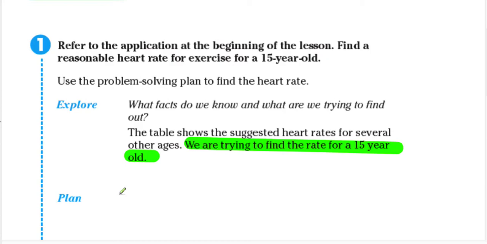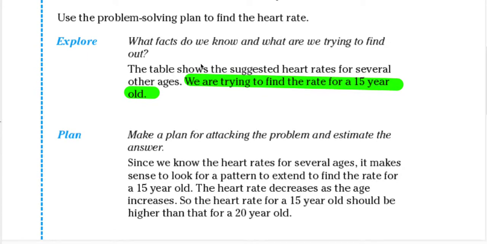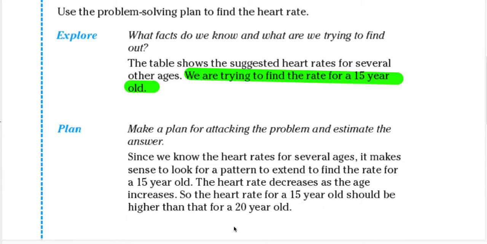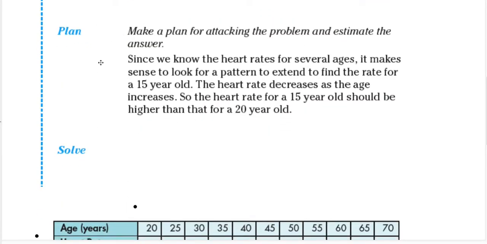So let's plan to solve this problem. We try to find an estimate first, make a plan for attacking the problem, and estimate the answer. Since we know the heart rates for several ages, it makes sense to look for a pattern to extend to find the rate for a 15-year-old. We try to find a pattern so that it can lead us to the heart rate of a 15-year-old. Heart rate decreases as the age increases, so the heart rate for a 15-year-old should be higher than for a 20-year-old. And then let's take this plan and put it into action by solving it.